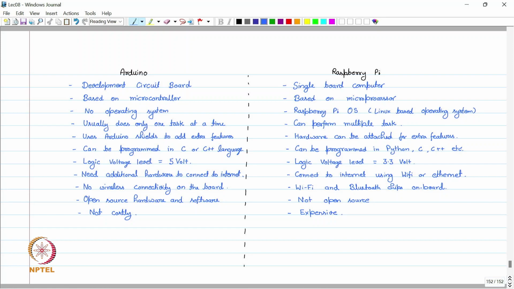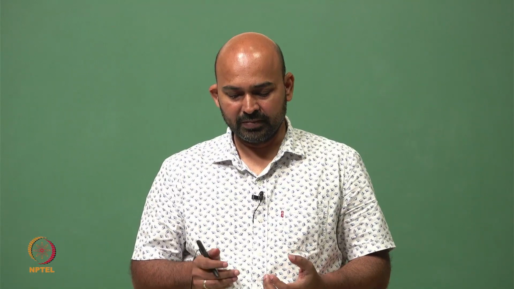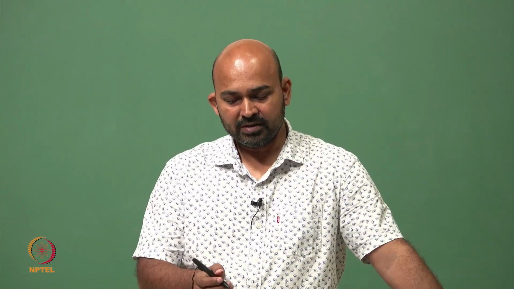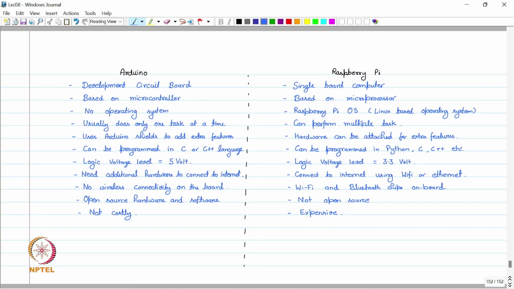So here are some points about Raspberry Pi, which is a single board computer. It has lot of functionality very similar to our desktop or laptop computers. It can run all these processes. This is based on the microprocessor. It's not a microcontroller, it's a complete processor in itself. It has an operating system which is Raspberry Pi operating system, which is a derivative of Linux based operating system.